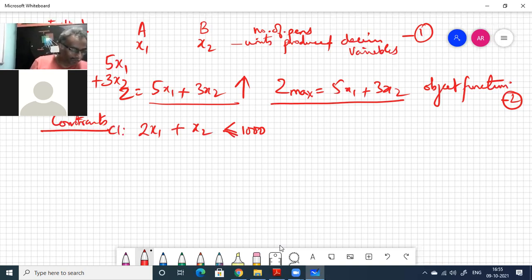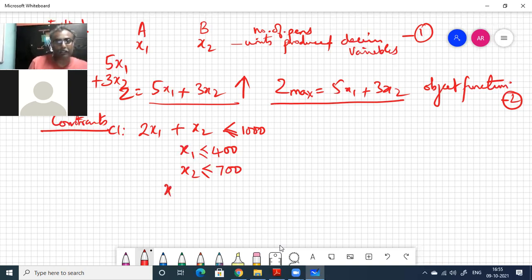C2, how do you write it? Pen A requires a special clip and only 400 such clips are available per day. That means each day you can produce only 400 pens of type A. For pen B, only 700 clips are available, so the number of units of pen B you can produce is also reduced to only 700, because you cannot produce more than 700. So this is also a constraint.